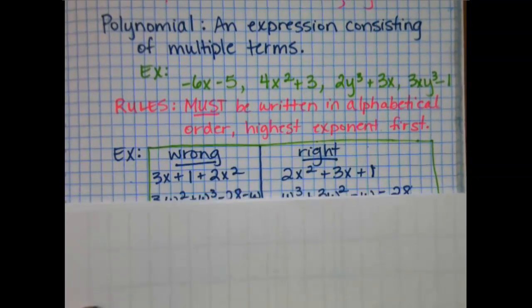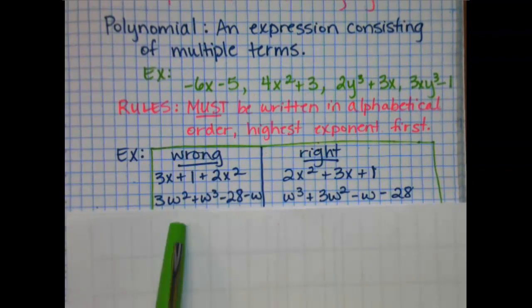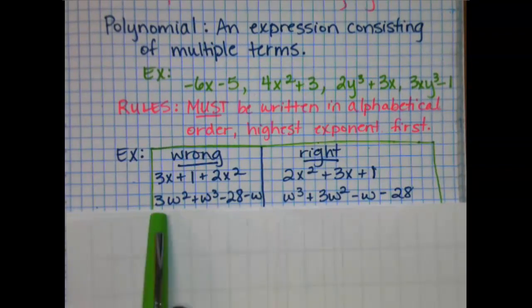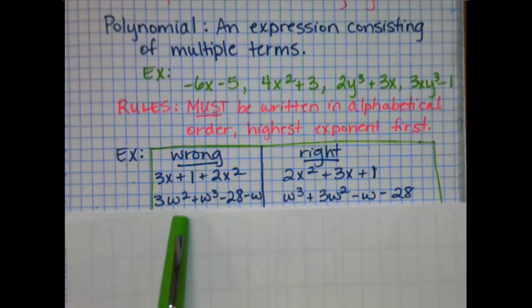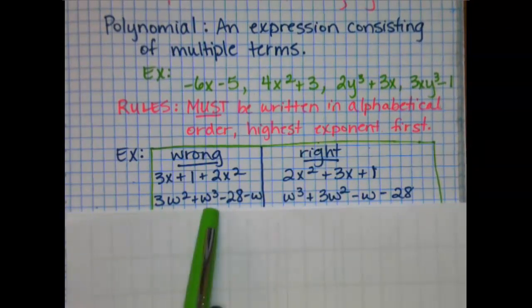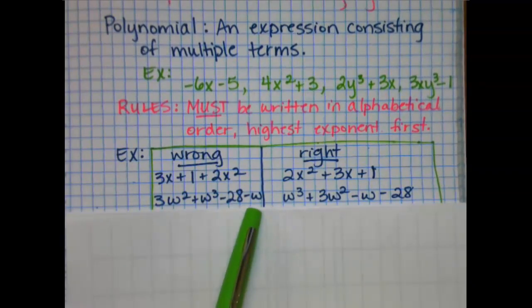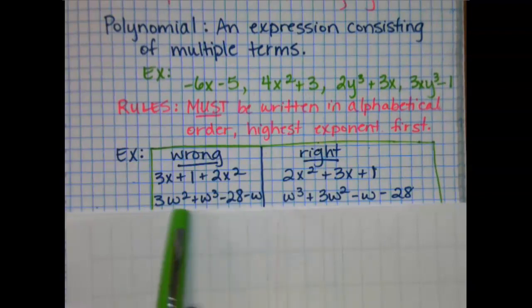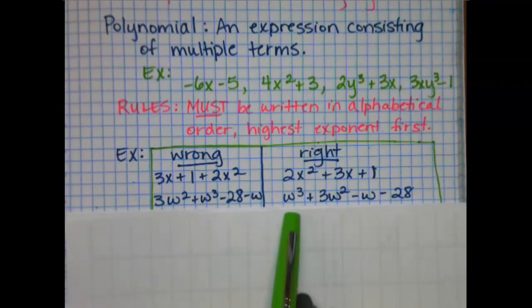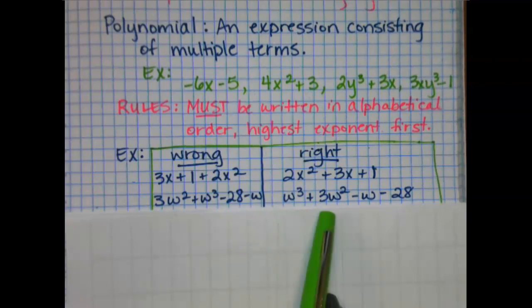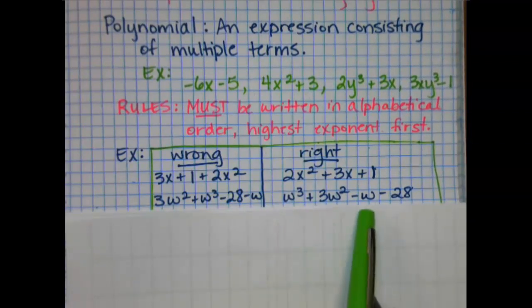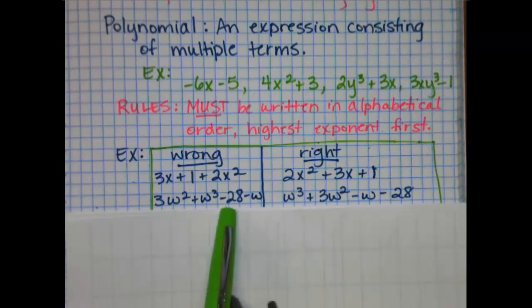Highest exponent first. Next example, I still have all the same variables, it's just w, but I have a squared, a cubed, and I have a constant, and I have to the power of 1, right, just a w all by itself. So I need to write them in order, highest exponent first, so it's w³ + 3w² - w - 28. Notice I just took the sign with whatever comes after it. I always do that in algebra.